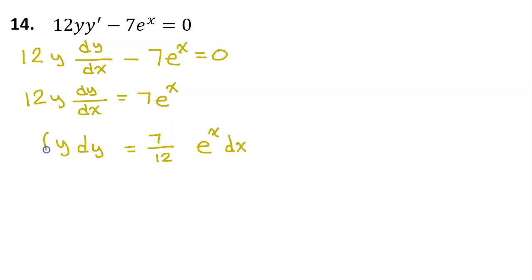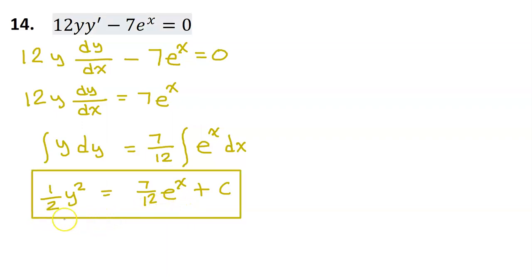Let's integrate both sides of the equation. The antiderivative of y is 1/2 y squared. The antiderivative of e to the x is e to the x plus c. And we still have the 7/12 out in the front. If they just ask you for a general solution to the differential equation, you can stop here. But if they ask you to find y equals f of x, you have to keep going.